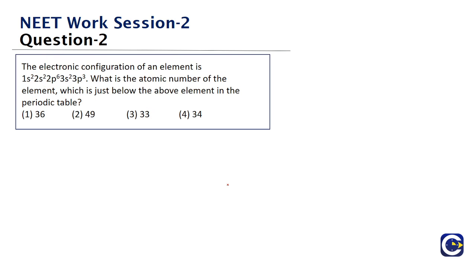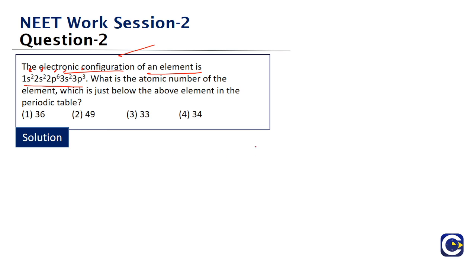Okay, next we have the prediction question. Look at this. The electronic configuration of an element is 1s2 2s2 2p6 3s2 3p3. So what is this element? This is an element that will belong to the third period. If you count the total number of electrons, 2 plus 2 is 4, 4 plus 6 is 10, 10 plus 2 is 12, totally 15. So where is it? It is in the third period.